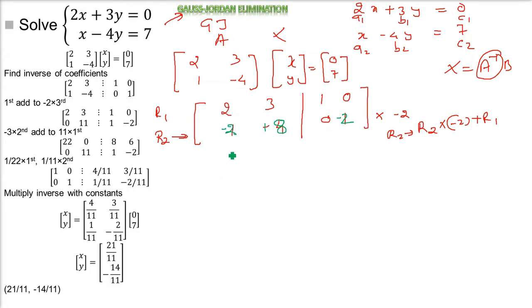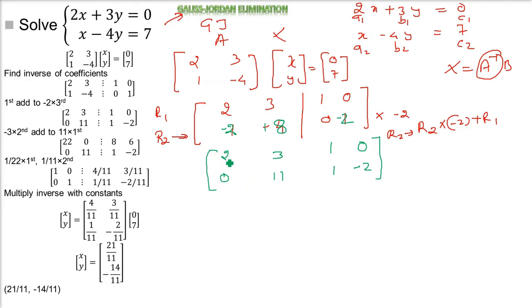Row 2 into -2 plus row 1 is going to give you, the first row remains the same, 2, 3, 1, 0. The second row becomes -2 plus 2 is 0, 8 plus 3 is going to give you 11, 0 plus 1 is 1, and -2 plus 0 will be -2. This is the first step. Now keep an eye on the left hand side because we have to make it the identity matrix.